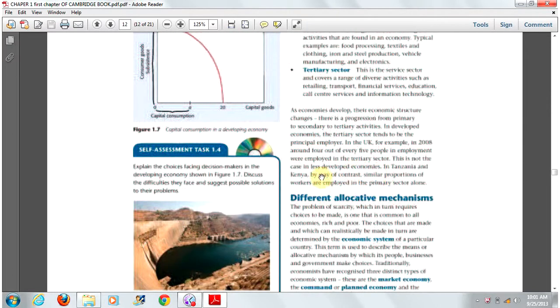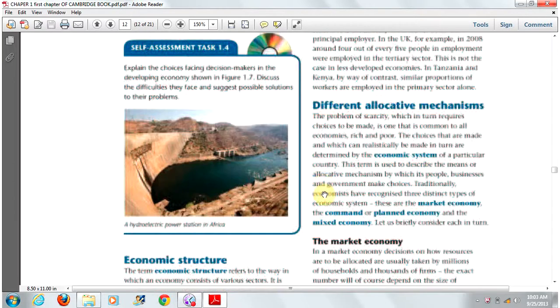Different allocative mechanisms. The problem of scarcity, which in turn requires choices to be made, is one that is common to all economies, rich and poor. The choices that are made, and how they are made, are determined by the economic system of a particular country. This term is used to describe the allocative mechanism by which its people, businesses, and government make choices. Traditionally, economists have recognized 3 distinct types of economic system. These are the market economy, the command or planned economy, and the mixed economy. Let us briefly consider each in turn.